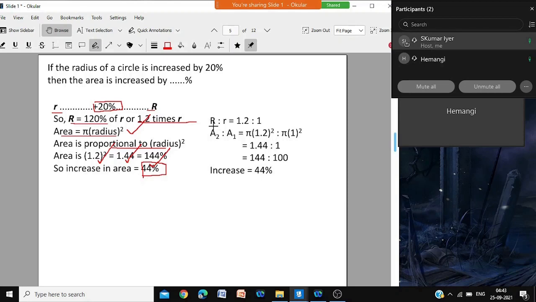Or radius to radius is 1.2 is to 1, 120%. So area to area would be pi into 1.2 whole square, pi into 1 square, pi will cancel. So 1.2 whole square is to 1 whole square. That is 1.44 is to 1 or 144 is to 100. So when 100 becomes 144, the increase is 44%. The thing is same, anyway you can write.